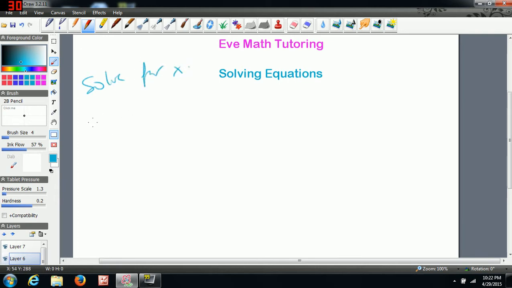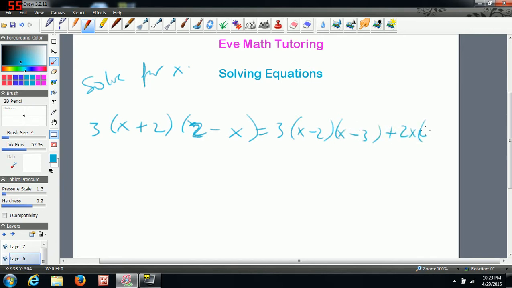So say you're given 3 times (x plus 2)(2 minus x) equals 3 times (x minus 2)(x minus 3) plus 2x times (4 minus 3x). Okay, so now what we're going to do is use FOIL. So we're going to do first terms, outer terms, inner terms, last terms. Same thing here, first terms, outer terms, inner terms, last terms.